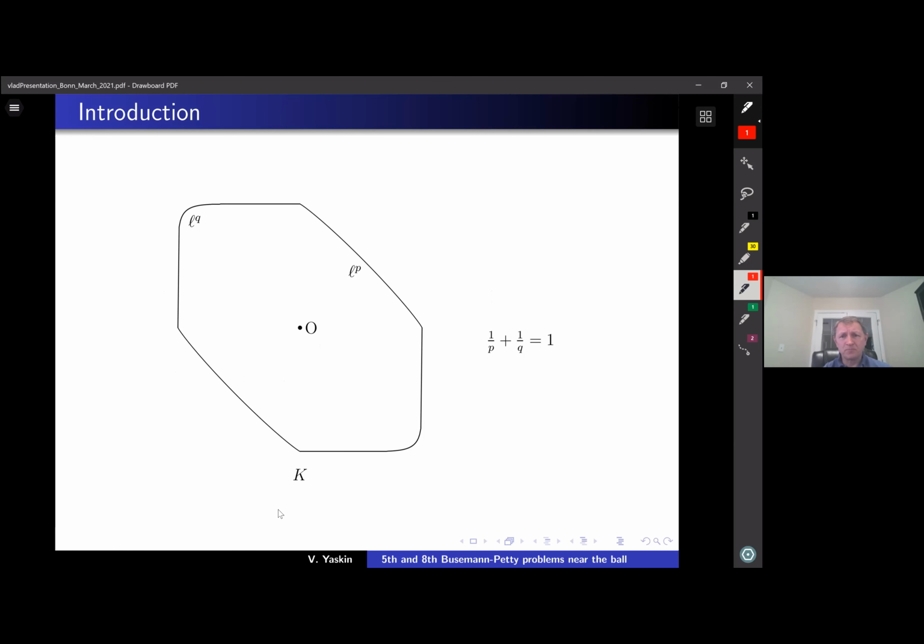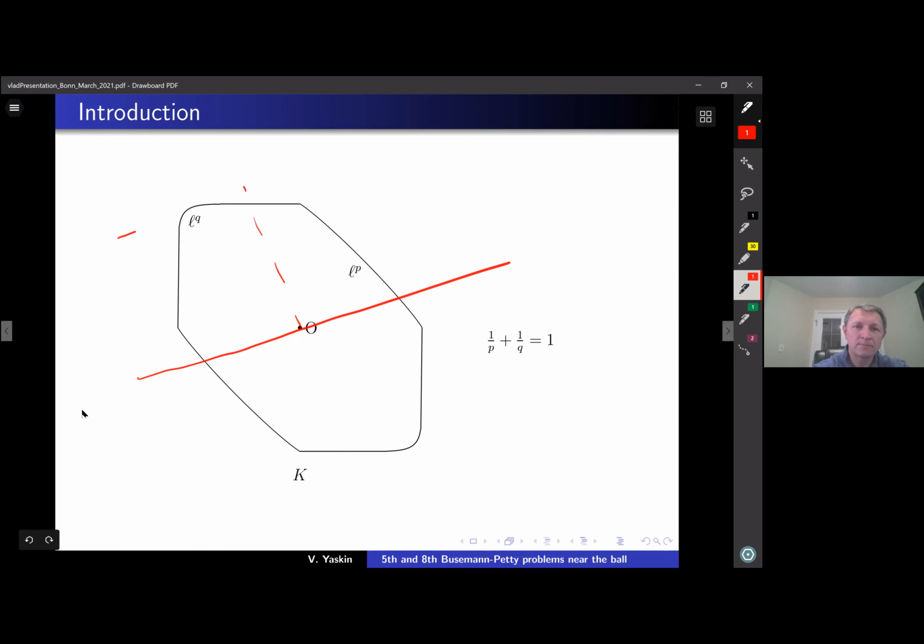If you construct your body K as follows, take P and Q greater than 1, satisfying this condition, then in the first quadrant and the third quadrant, the boundary of K will be the boundary of this LP ball. And then in these two quadrants, 2 and 4, the boundary of K will be the boundary of this LQ ball. Okay. Now let's see what happens if you take a section perpendicular to any direction.